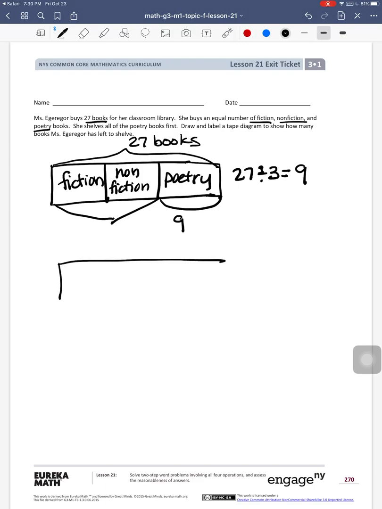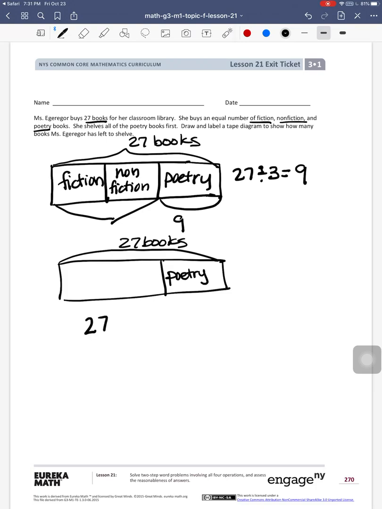So now let's make another tape diagram. And we're going to make it into 2 groups, because this is our poetry that we know. And we know that's 9, right? And we know this all equals 27. So now we have to do 27 minus 9. Ooh, what is 27 minus 9? Right, that's 18. So she has 18 books left to shelve.